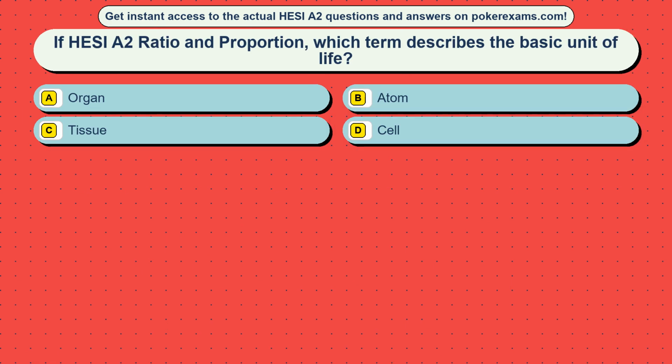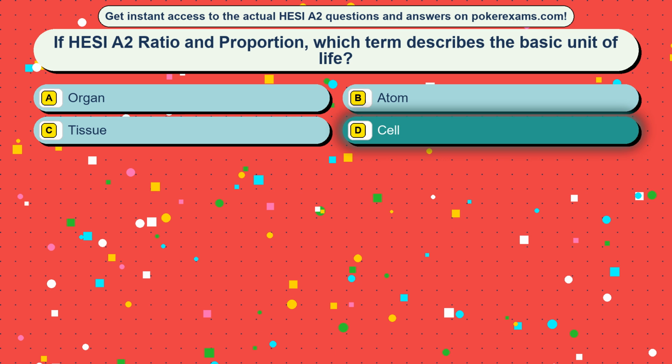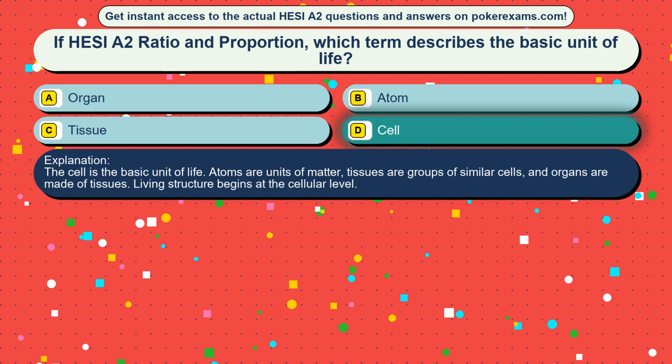Question 20. If HESI A2 ratio and proportion, which term describes the basic unit of life? Option A organ, option B atom, option C tissue, option D cell. The correct answer is option D, cell. The cell is the basic unit of life. Atoms are units of matter, tissues are groups of similar cells, and organs are made of tissues.